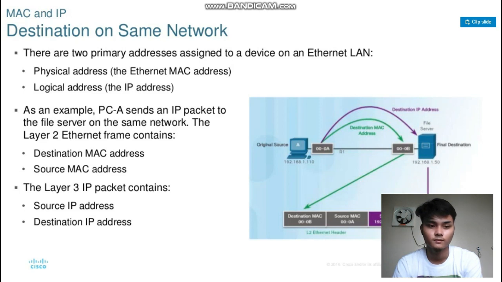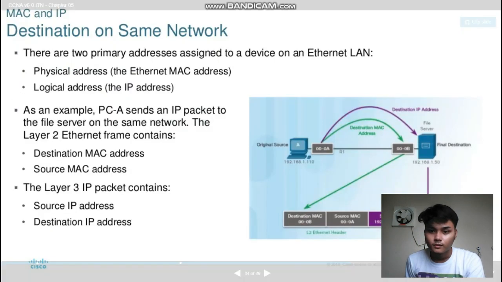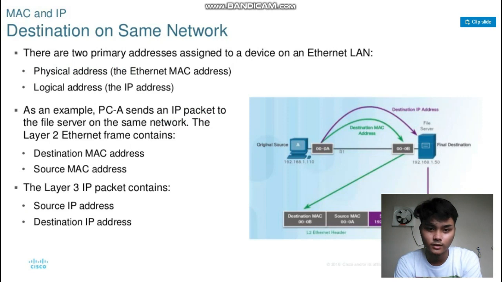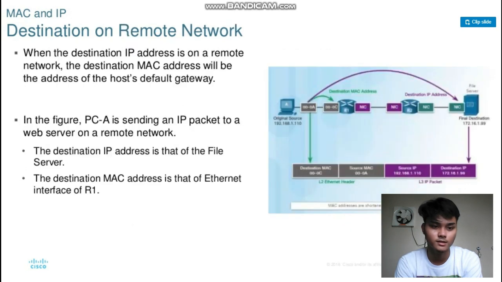Address Resolution Protocol. For a destination on the same network, the primary addresses assigned to the device on the Ethernet LAN are the physical address, which is the Ethernet MAC address, and the logical address. Then there is a destination on a remote network.